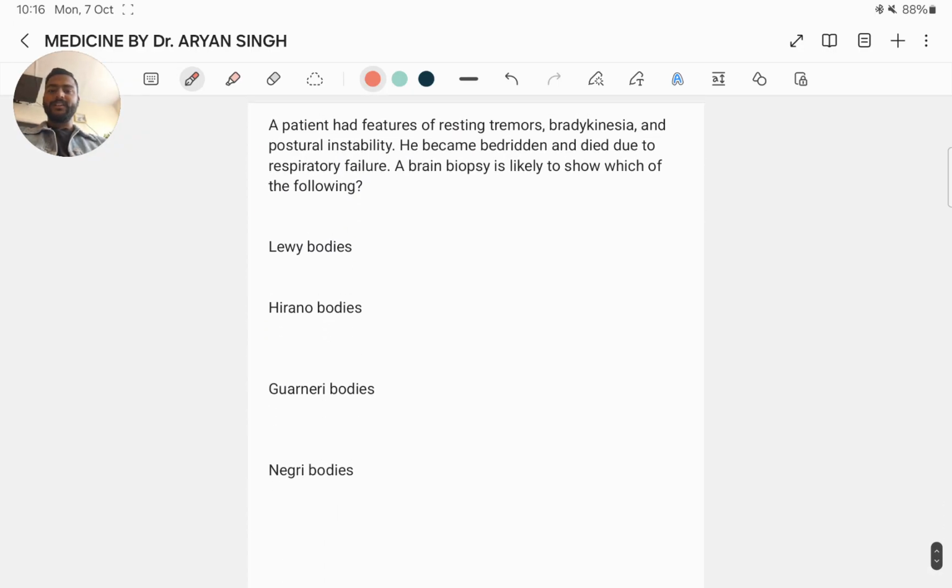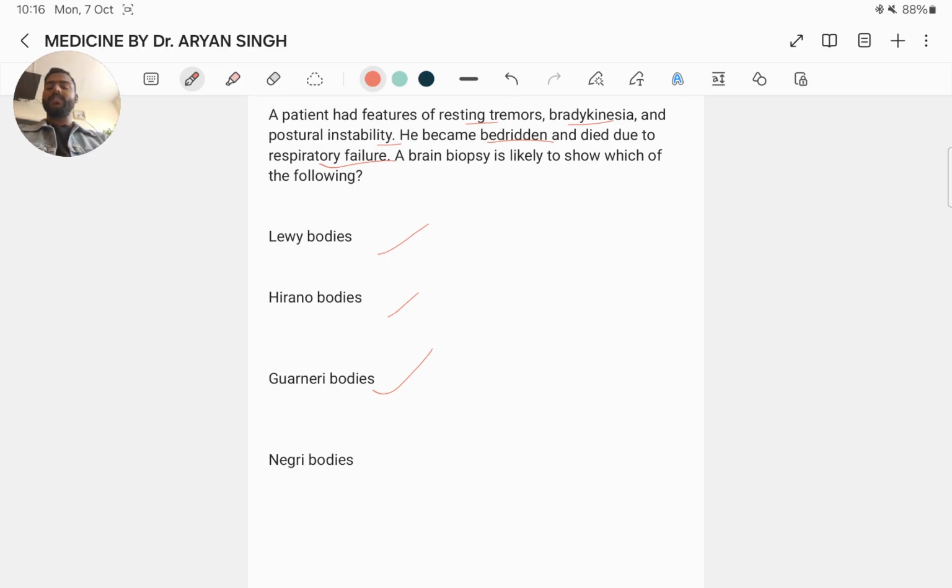Next question. A patient had features of resting tremors, bradykinesia, and postural instability. He became bedridden and died due to respiratory failure. A brain biopsy is likely to show which of the following: Lewy body, Hirano bodies, Guarnieri body, or Negri body. Here Lewy body is the best answer, because resting tremors, bradykinesia, and postural instability indicate a diagnosis of Parkinson disease, not syndrome. The brain biopsy of a Parkinson patient shows the Lewy body.